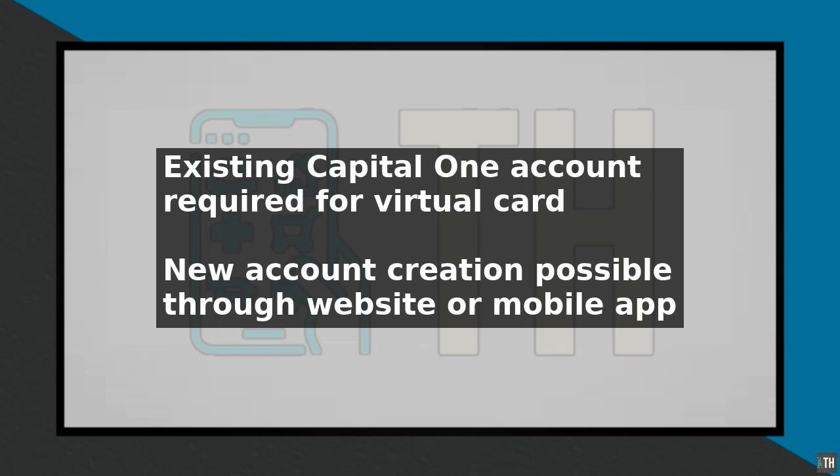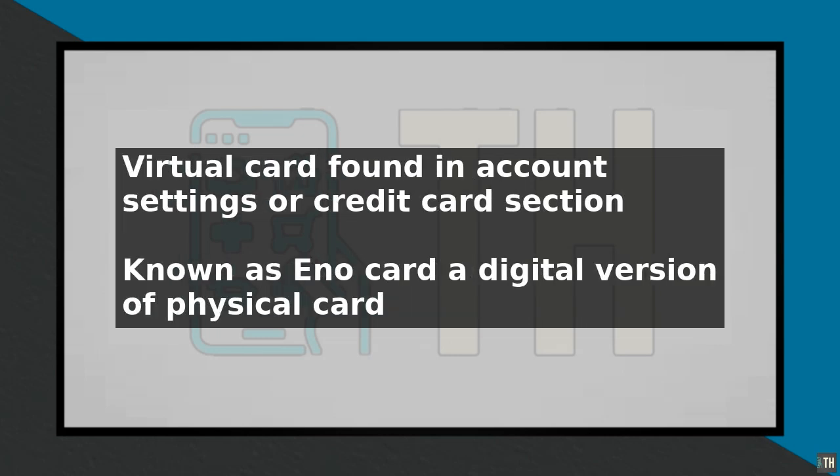Once you are logged in, navigate to the account settings or the credit card section, where you will find the option to add a virtual card. The virtual card is also known as an ENO card, which is a digital version of your physical credit card. To add the virtual card, click on the Add or Get ENO card option. Then review and agree to the terms and conditions.